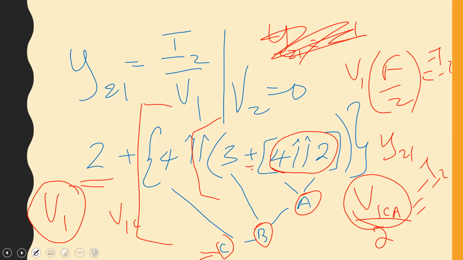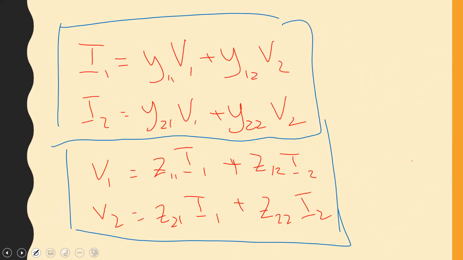That is what it means that you do it from first principles. And students, as I said, you have to do it. I am not going to do this for you. So you would have found Y11 and Y21. You then make V1 equal to 0 and find Y12 and Y22. From that, you get your Y matrix.